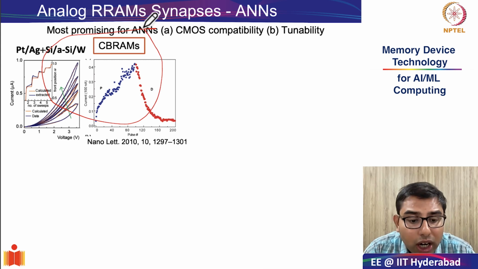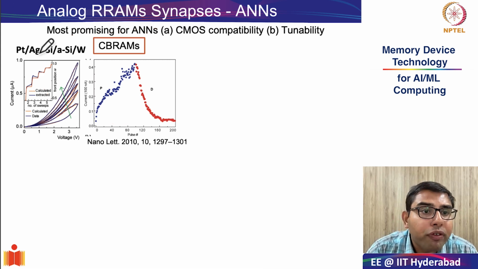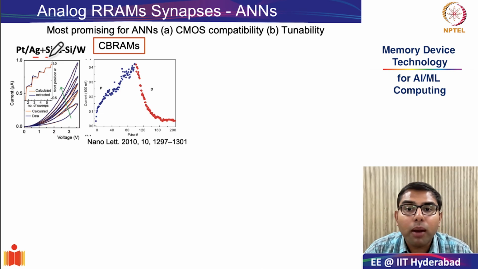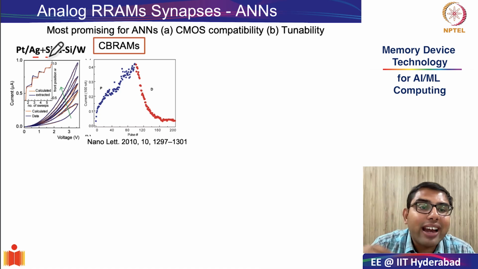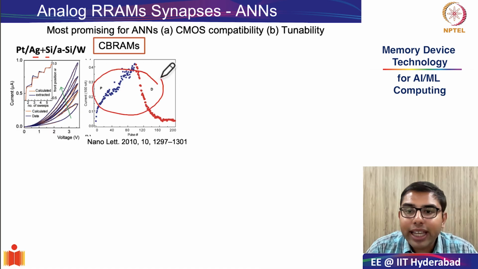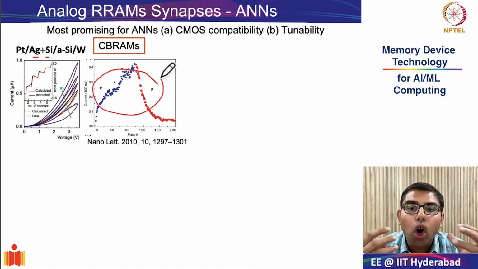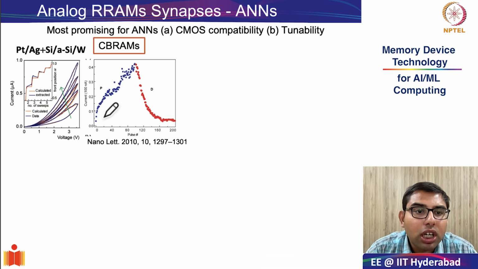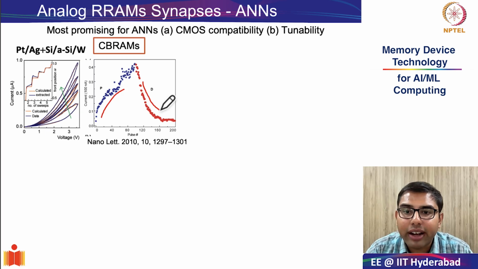So this is one of the earliest reports of embedding silver in silicon based conductive bridge RAMs, whereby applying positive and negative voltage pulses, metal ions migrate and form, or they can rupture, these nanoscale filaments, leading to very gradual resistance changes. And as you can see in this plot, by controlling the pulsing behavior of these devices, the current evolves through a progressive potentiation, which is shown in blue color, or depression, which is shown in red color.